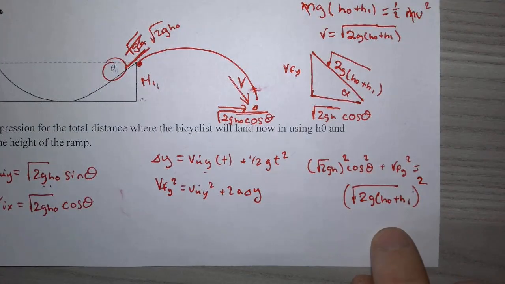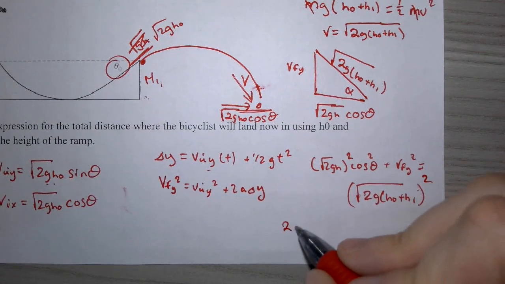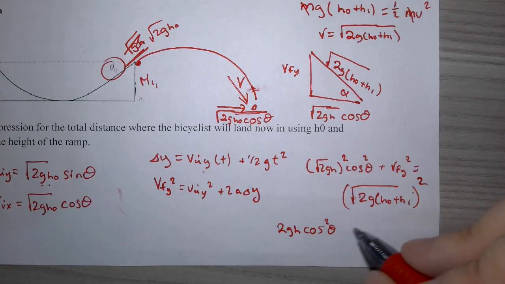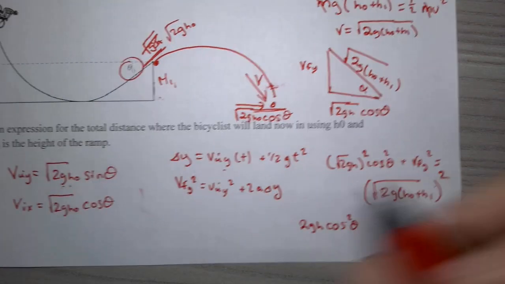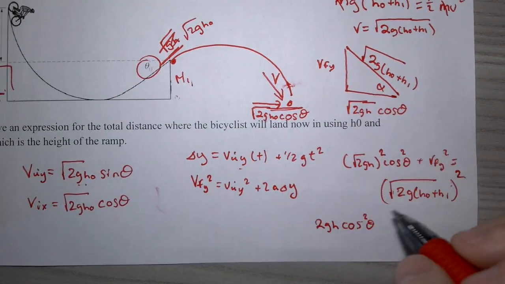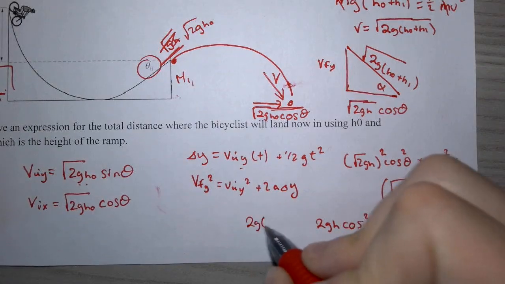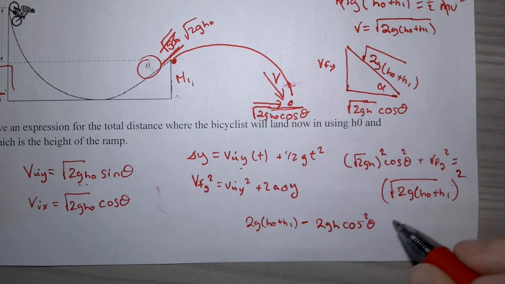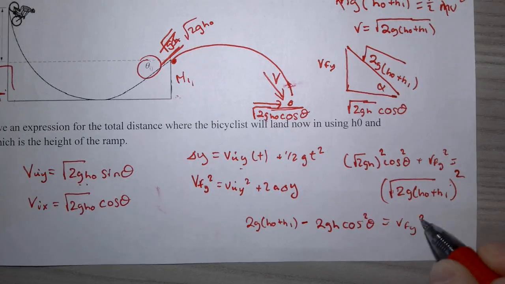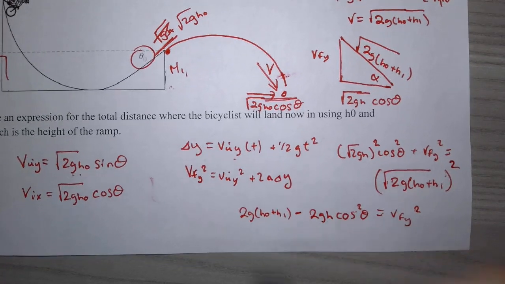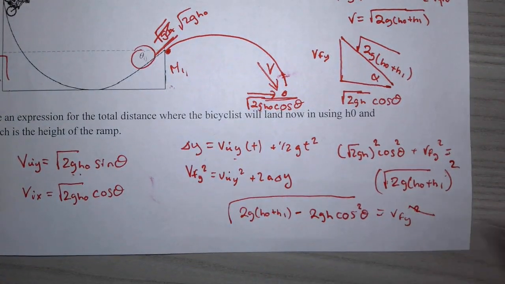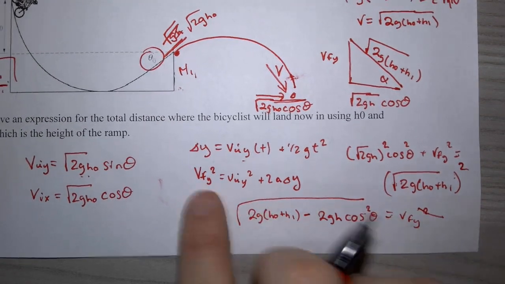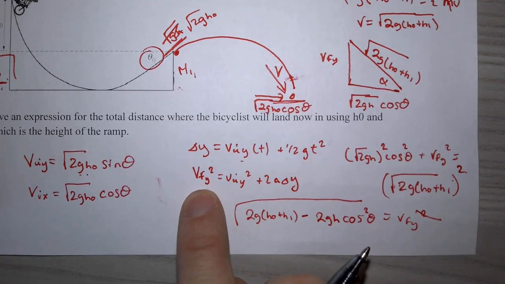All right. So this is going to cancel. We get 2g h naught cosine squared theta, which will have to be taken away from this. I'm running out of room, so I'm going to do a little bit in my head. We would have 2g (h naught plus h1) minus that would equal the v final for y squared. And then we would square root it, and it would go here. But square rooting it is kind of silly because we could have just plugged it in to begin with.